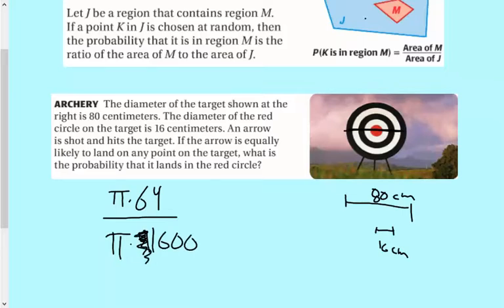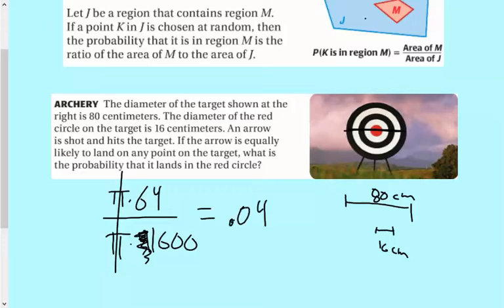Notice that the pi's reduce and they're gone. That's nice, makes my calculation a little bit easier. I'm just going to divide 64 by 1600 since I'm doing the percentages, and I get 0.04.